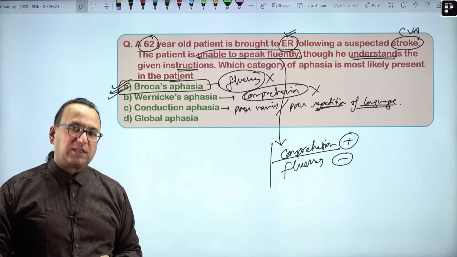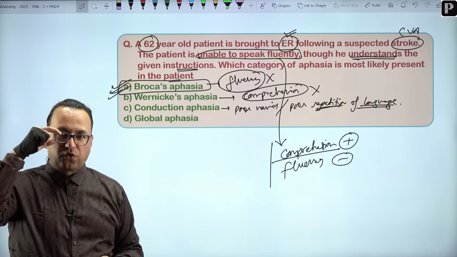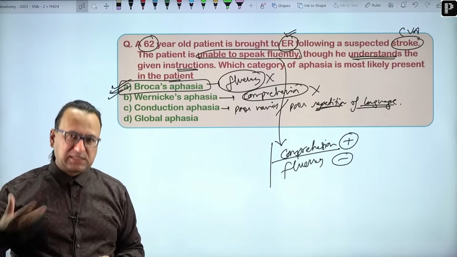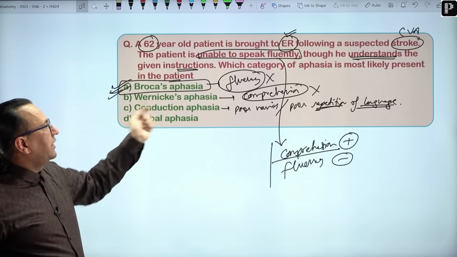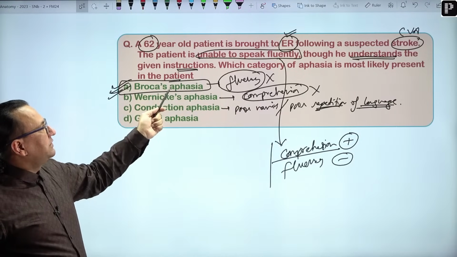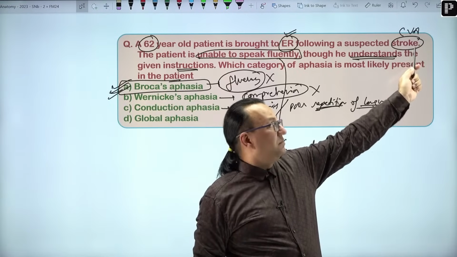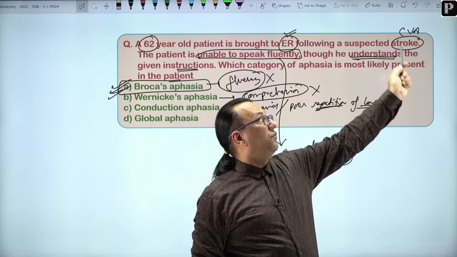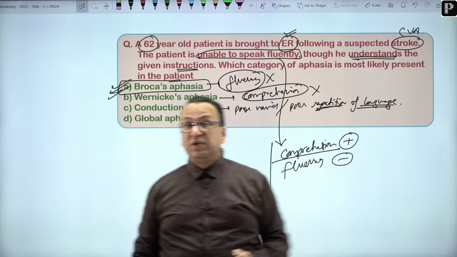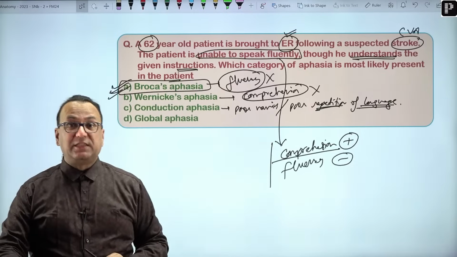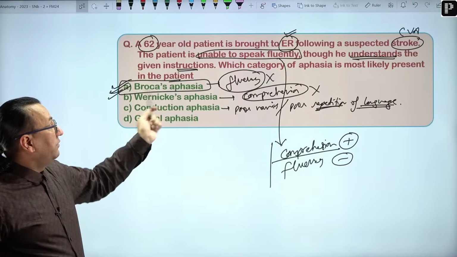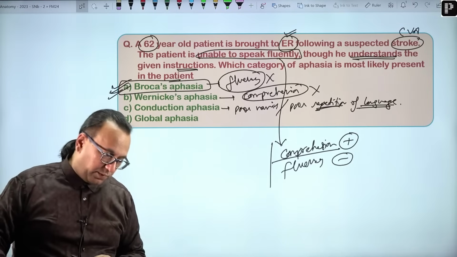Inferior frontal gyrus, area number 44-45, is supplied by branches of middle cerebral artery, and because it is a case of stroke, maybe there was some thromboembolism in the branches of middle cerebral artery, which is supposed to supply these areas. And if Broca's area is compromised, there can be problems as mentioned here.